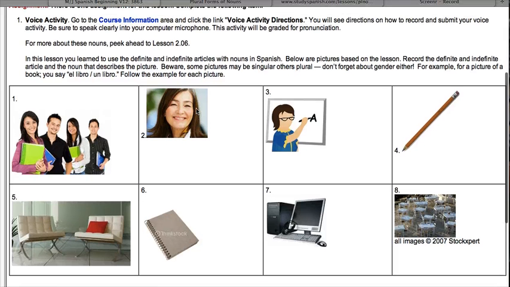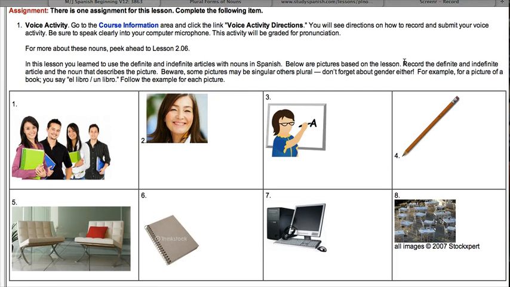And it says right here, record the definite and the indefinite article and the noun that describes the picture. It says beware, some pictures may be singular and others might be plural. Don't forget about the gender. For example, if the picture is of a book, you say el libro and un libro. So for example, let's just do number one together. So we've got boys and girls together. So we would say los muchachos, and we'd say unos muchachos. We could also say the word for students. We could say los estudiantes, unos estudiantes.